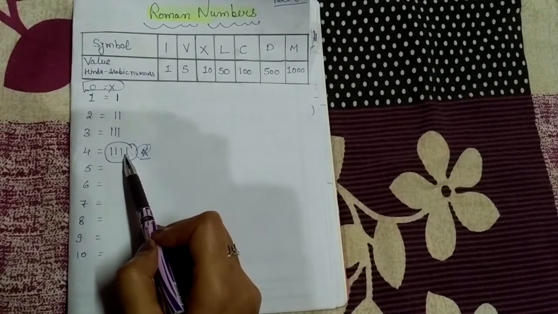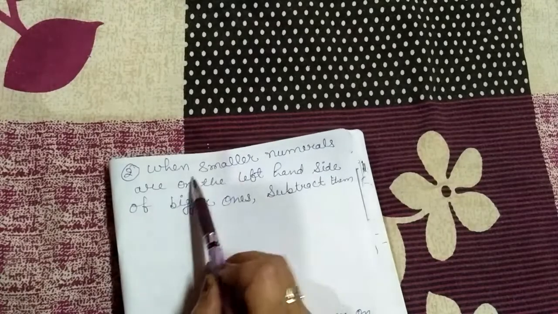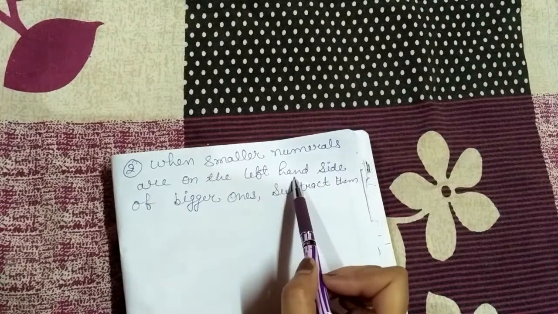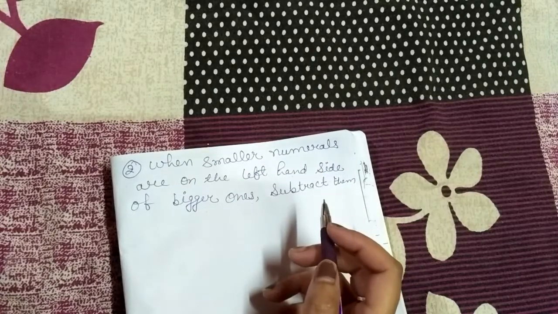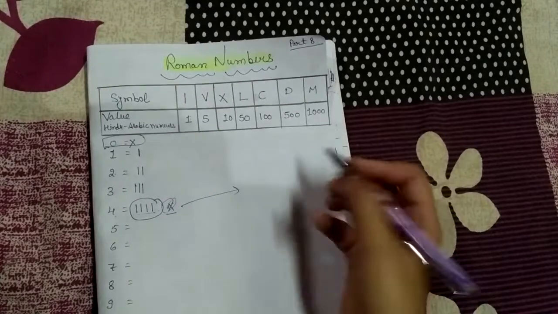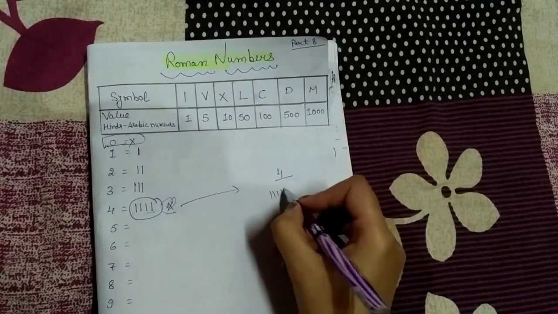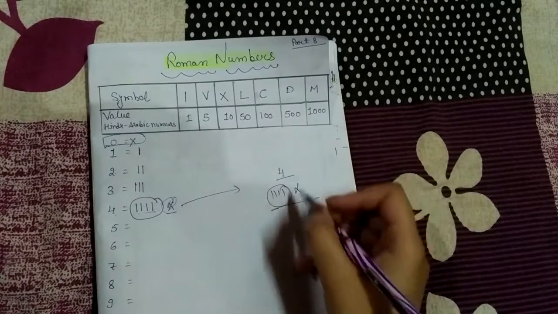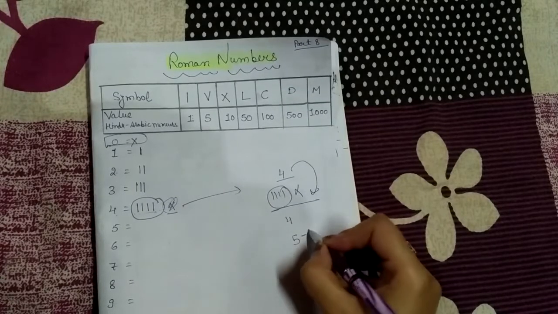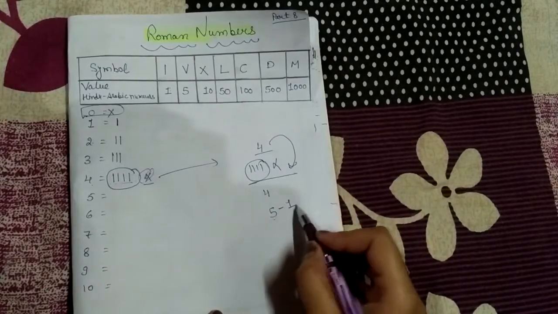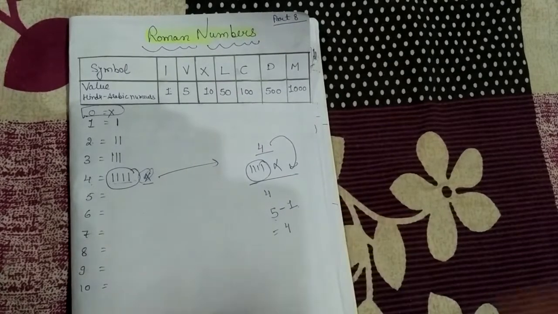For that we will go for the second rule. And what is that rule? Let's see. The second rule is, when smaller numerals are on the left hand side of the bigger ones, subtract them. Let's see how. For 4, I cannot write four I's. So you can write 4 in this way also: 5 minus 1. So 5 minus 1 is 4. You can break the number into other numbers and then use the Roman symbols.